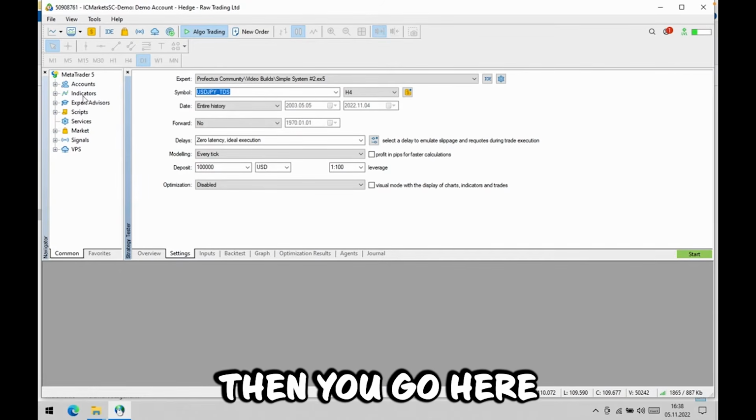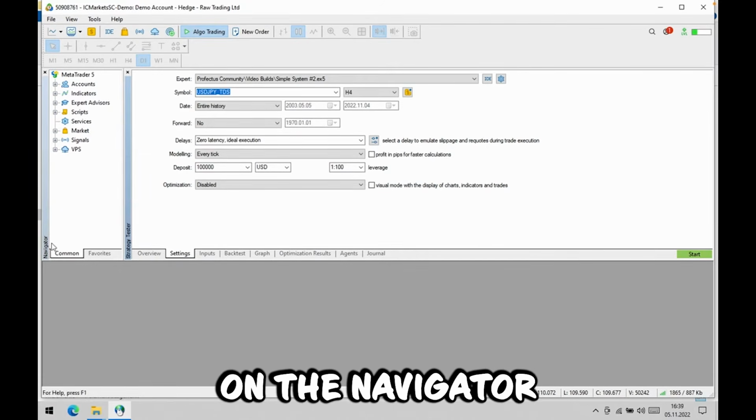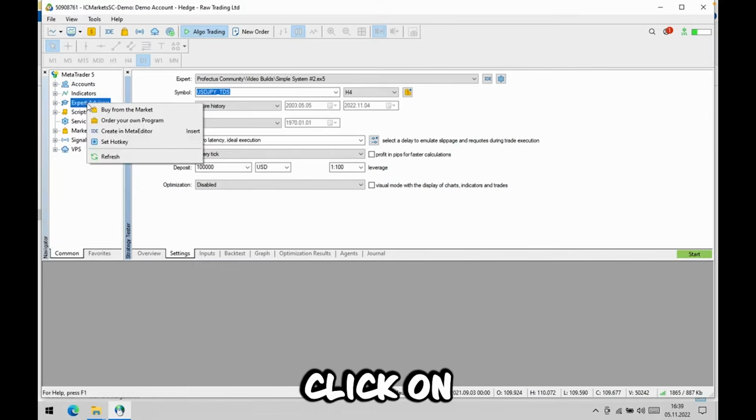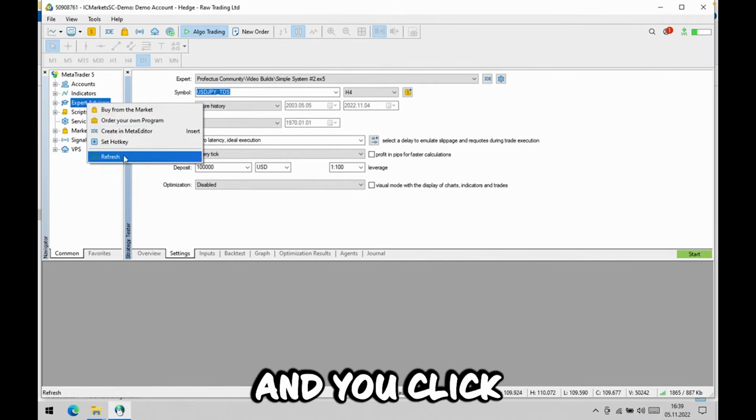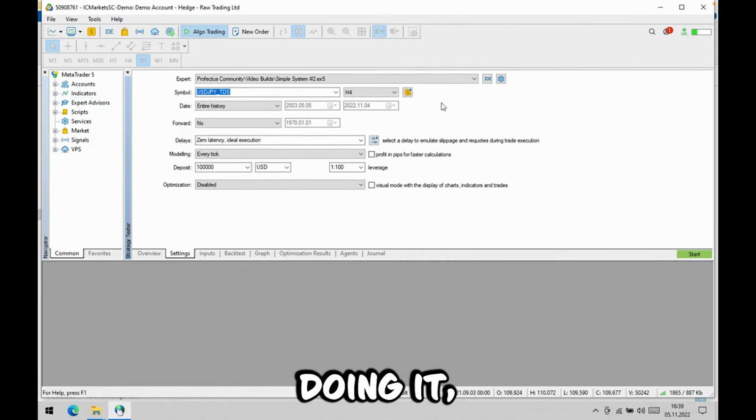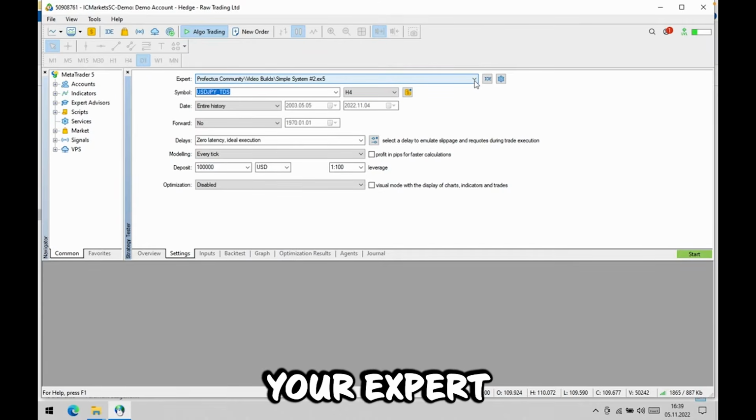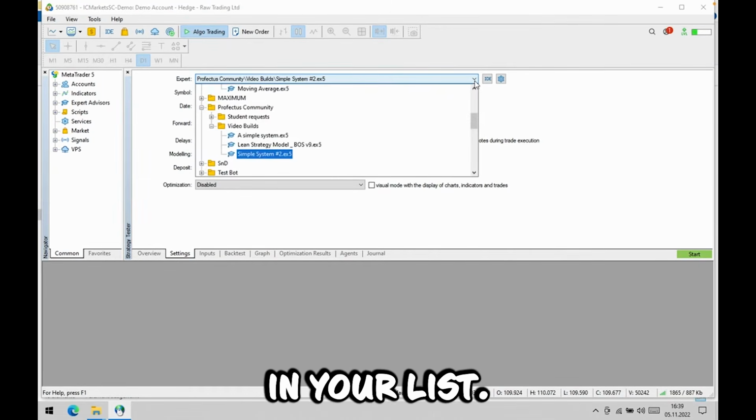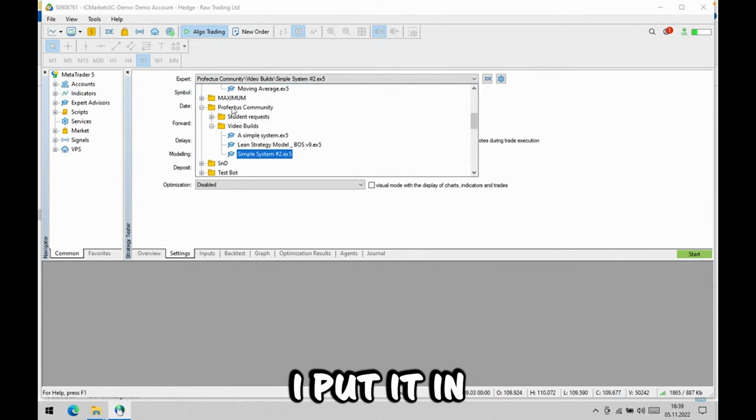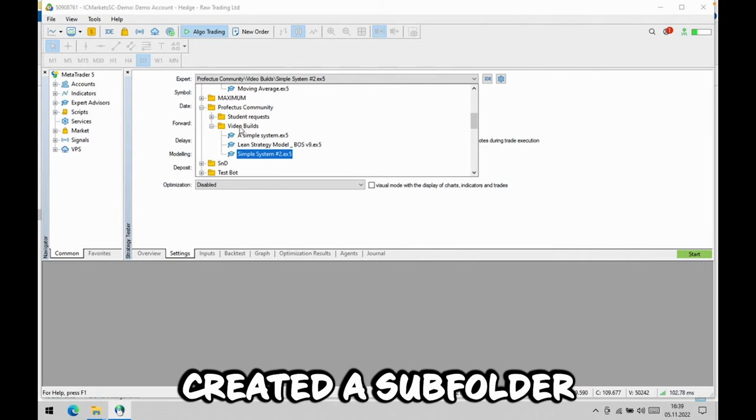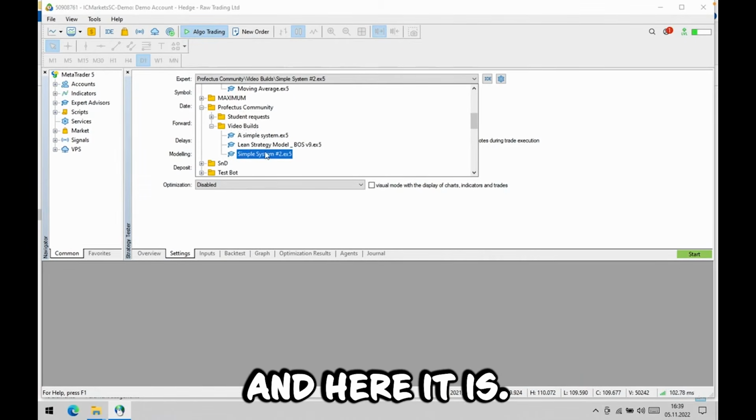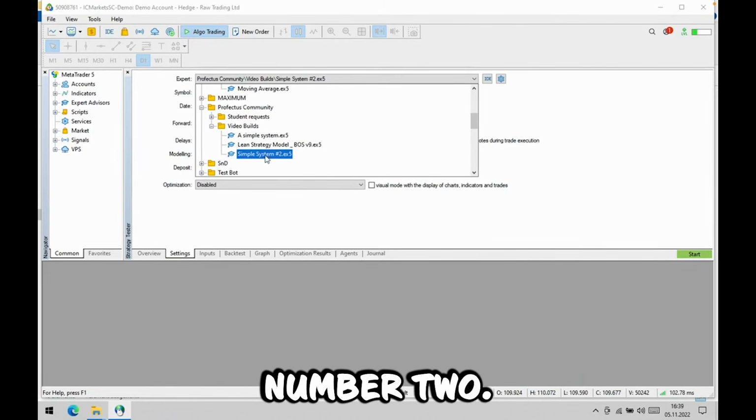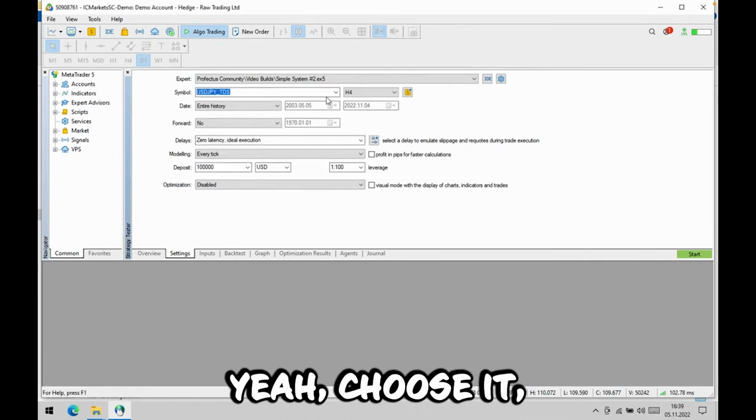The last step is then you go here on the Navigator window, you right click on Expert Advisors and you click on refresh. As soon as you're doing this, your Expert Advisor, your algorithmic trading system, will pop up in your list. As you can see here for me, I put it in the folder Profectus community, created a subfolder video builds, and here it is, simple system number 2. You simply choose it, you select it.